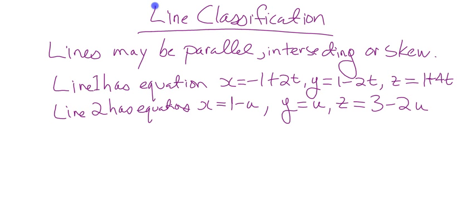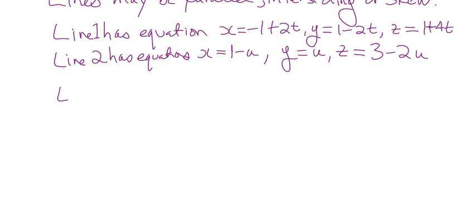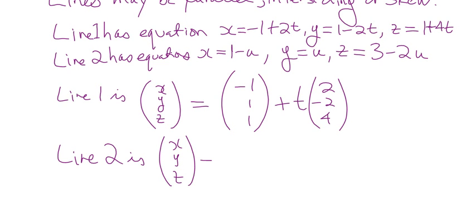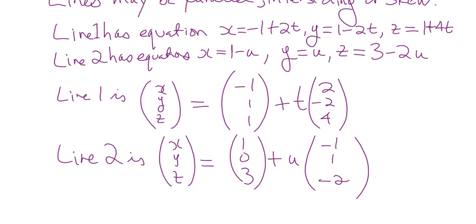Okay? So those are the equations for our two lines, which are obviously in 3 space. We got an X, a Y, and a Z. So line 1 is XYZ equal to -1, 1, 1 plus t times 2, -2, 4. And line 2 is XYZ equal to 1, 0, 3 plus u times -1, 1, -2. Give you a moment to write that out, look at it and see where all that came from.